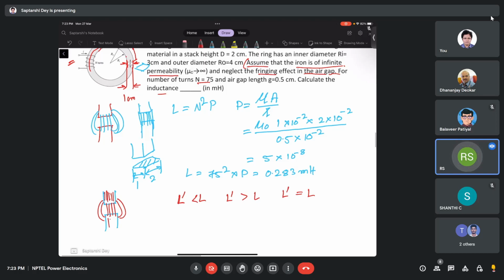Because this A will be larger. Why is L larger? This area of cross section will be larger. Or in other words, the flux now has other parallel paths also. So it is now getting more paths to flow in parallel. That means reduced reluctance or increased permeance, so increased inductance. So if you consider fringing also, it will be more.